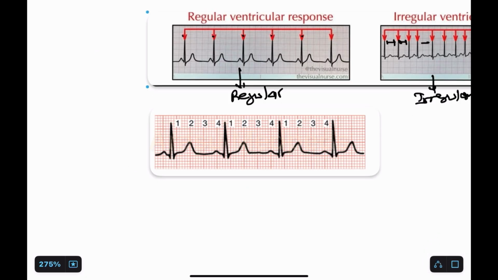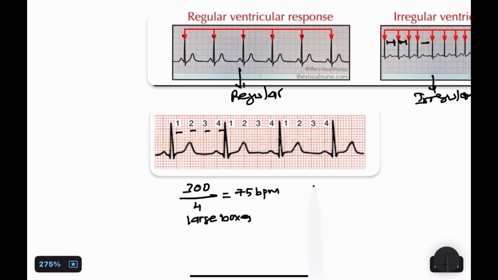So here we can utilize 2 methods actually. First and simplest method is we will divide number 300 by the number of large boxes between 2 QRS complexes. So here if we count 1, 2, 3 and 4, we have to divide it by number 4. So we will get approximately 75 beats per minute. This is the heart rate in this patient, right? This is one method by utilizing large boxes.